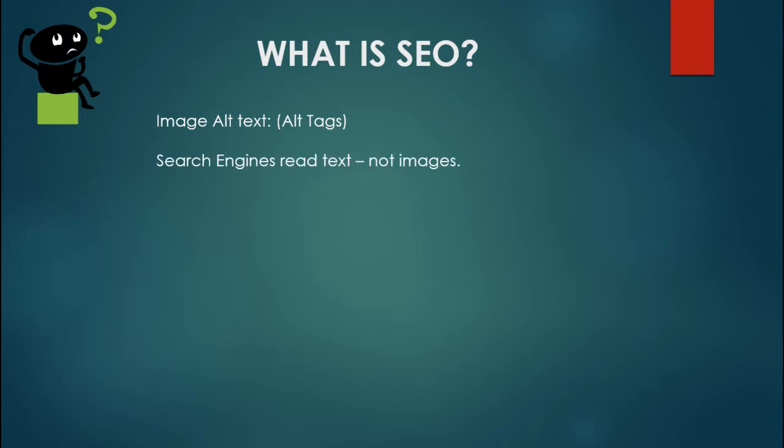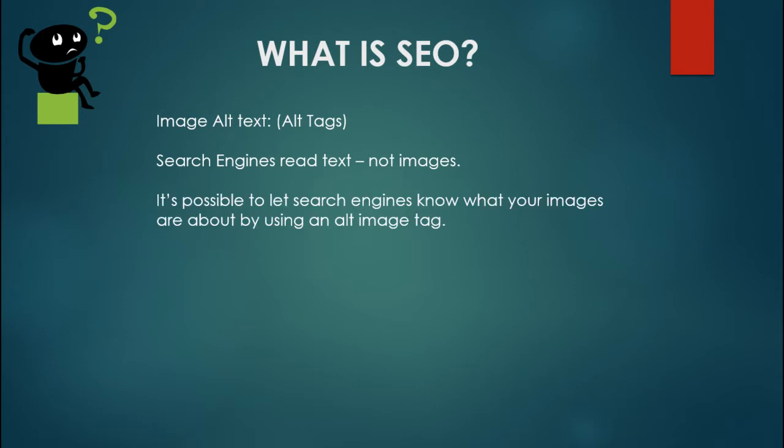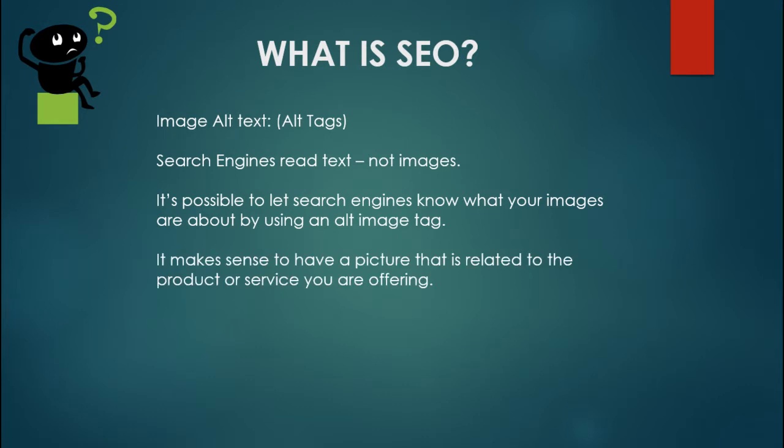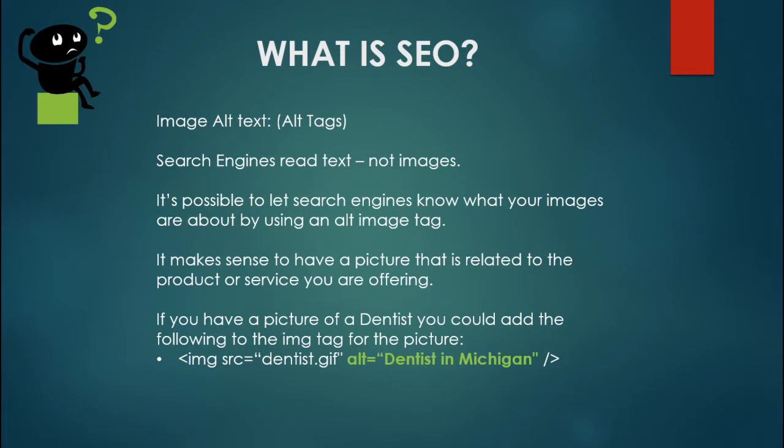Search engines read text, not images. It's possible to let search engines know what your images are about by using an alt image tag. It makes sense to have a picture that's related to your product or service you're offering, as this will help people visualize your products or services. But if you do have a picture, you could add the following to the image tag for the picture.